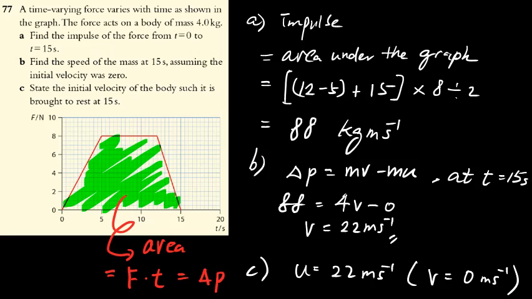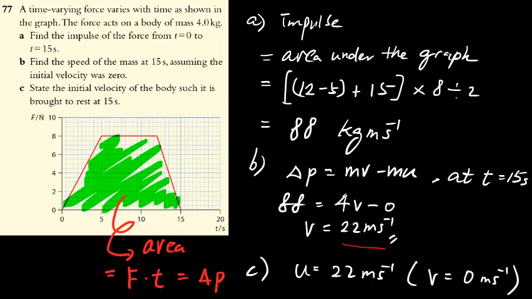For part B, it asks, if the speed of the mass at 15 seconds, find the speed when the mass is at 15 seconds. So basically what you do is you apply the equation of changing momentum, and since 15 seconds is just the end of the graph, you can use the answer from A, and therefore you can use the equation and find the velocity as 22 meters per second.